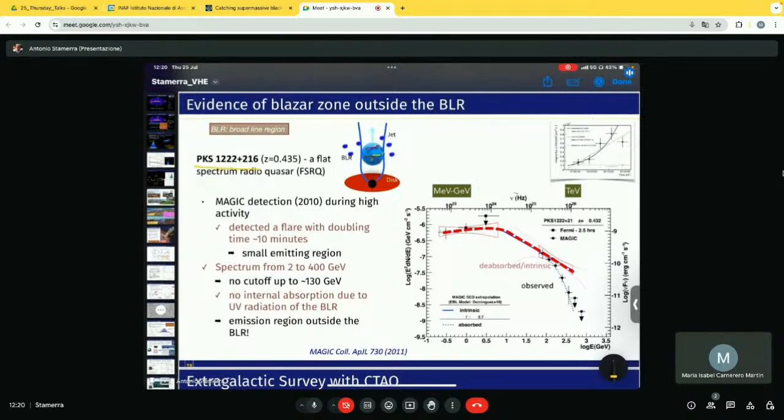And in this specific observation of this flat spectrum radio quasar, which is characterized by a powerful disk and with the broad line region detected, what we see in the gamma rays, and you see here in this spectral energy distribution that goes from 1 GeV up to 1 TeV, is that there is an intrinsic spectrum, corrected by the EBL, that apart from the intrinsic cutoff doesn't show any cutoff at energies higher than 10 GeV. This is an indication that there is no absorption by the ultraviolet radiation of the broad line region. So the conclusion is that the emission must come from outside of the broad line region. Okay, these are just a couple of results that I wanted to show you, just to give you an idea of what can be done.